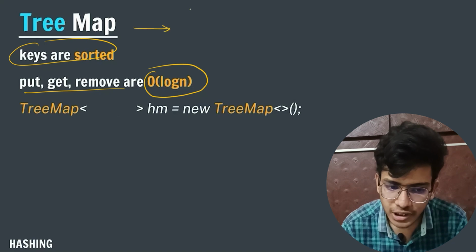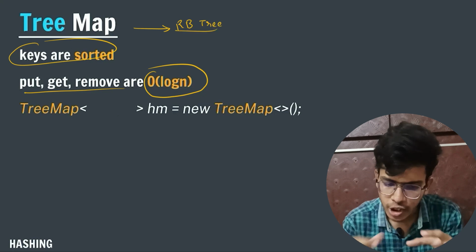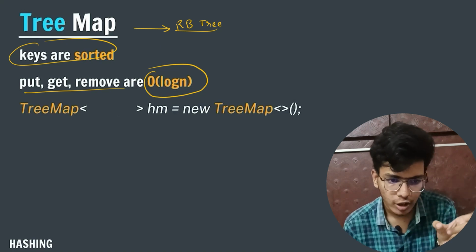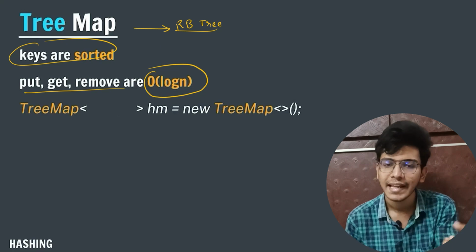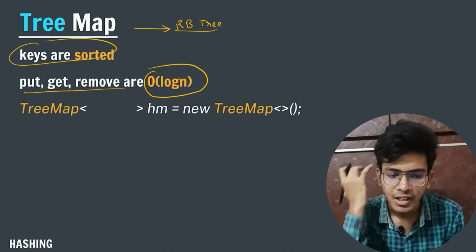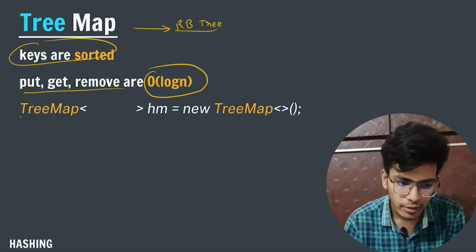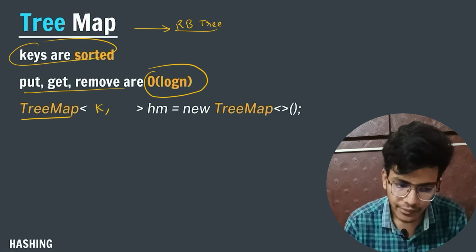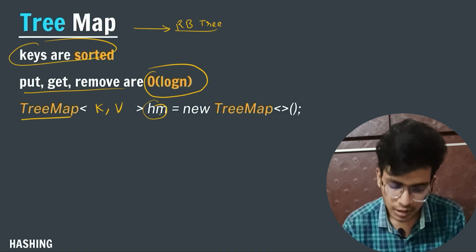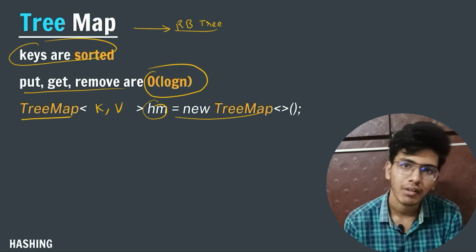Because tree map uses the concept of red black tree. The implementation internally happens based on the concept of red black tree, and because of this concept, the time complexity increases slightly. It increases a little bit. Okay, so this is about a tree map. And the creation of tree map will be, first of all I will write TreeMap, and after that I will give my key data type, after that I will give my value data type, after that my tree map variable name is equal to new TreeMap. Like this I can create my tree map in my Java program.